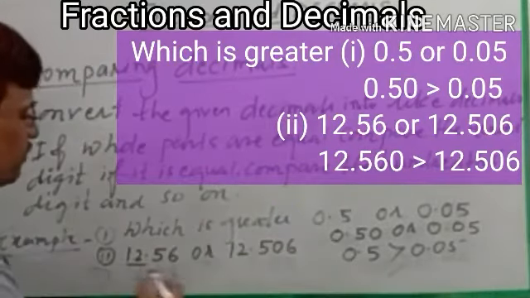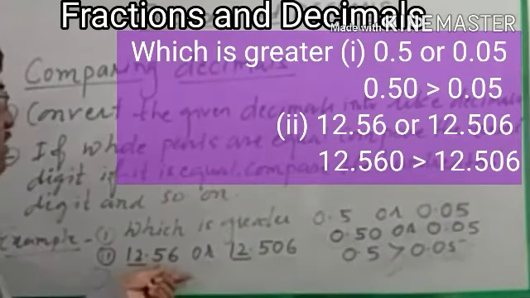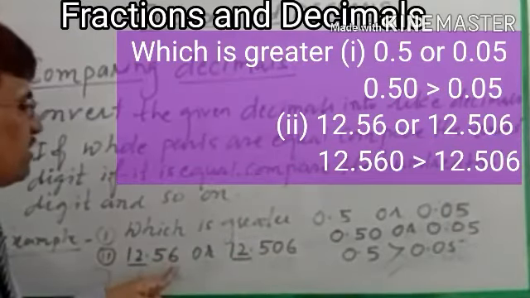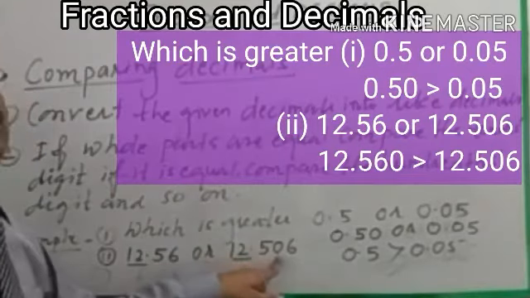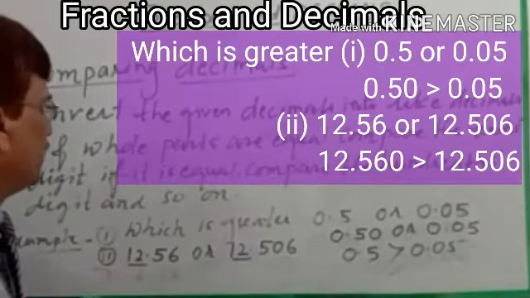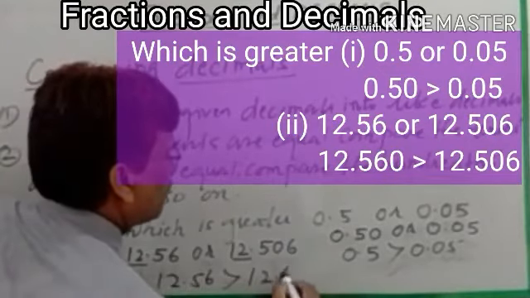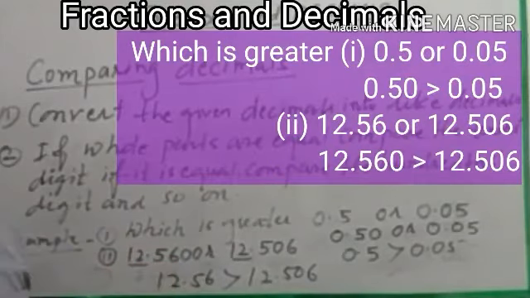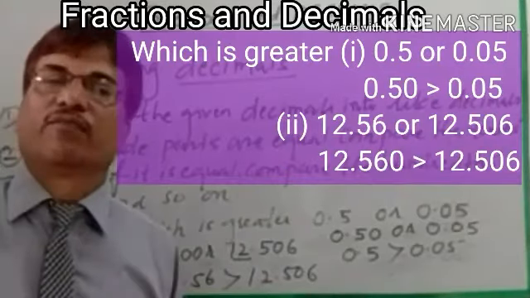Now, second example, 12.56 or 12.506. First compare the whole number. 12 whole number is equal. Now, tenths digit 5 is also equal. Now, hundredths place 6 and here hundredths place 0. 6 is greater than 0. So 12.56 is greater than 12.506. You can convert into like decimals, you can put 0. So 12.56 is greater than 12.50.